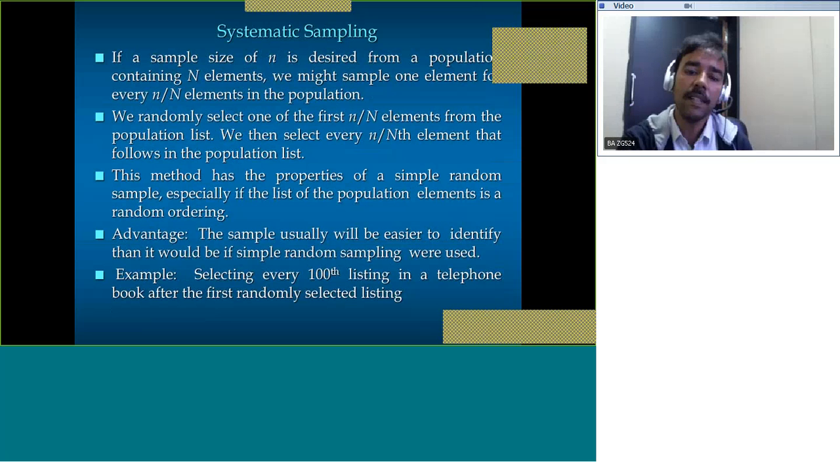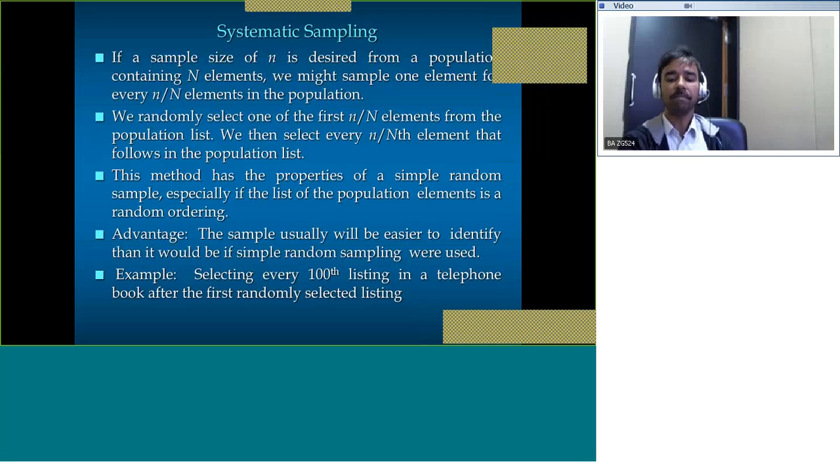So if a sample size of small n is desired from a population containing capital N elements, we might sample one element from every N by n elements in the population. We randomly select one of the first N by n elements from the population list. We then select every N by nth element that follows in the population list. So this method has the properties of a simple random sample, especially if the list of the population elements is a random ordering. That's true.